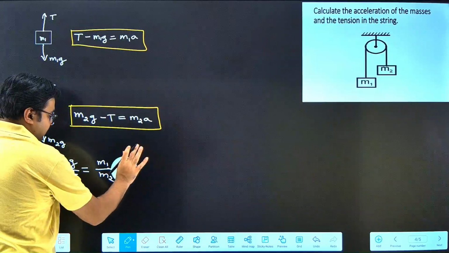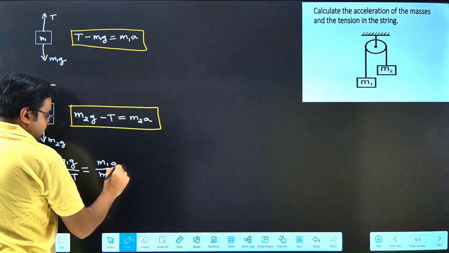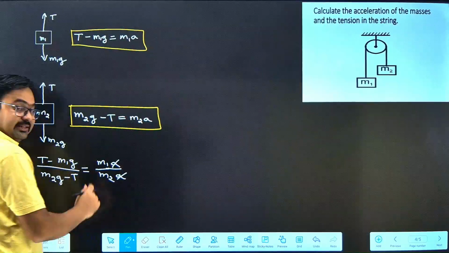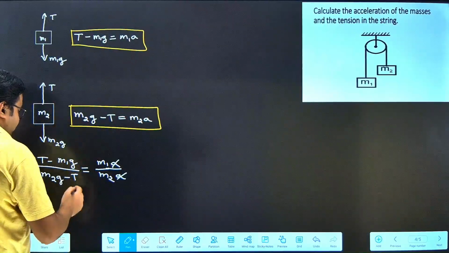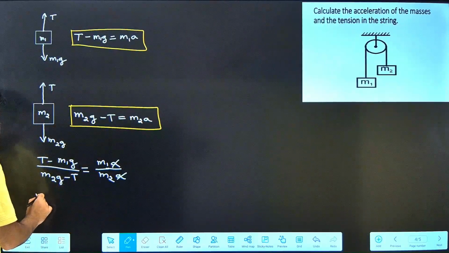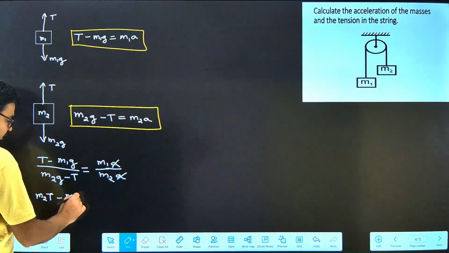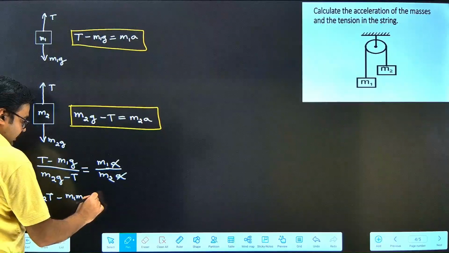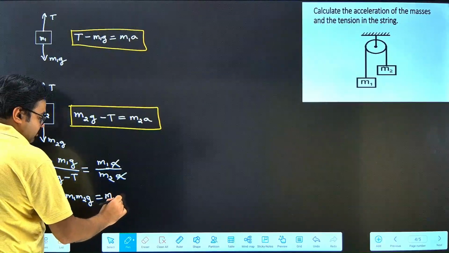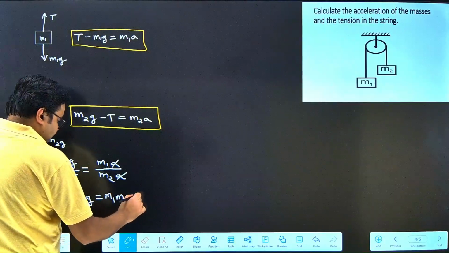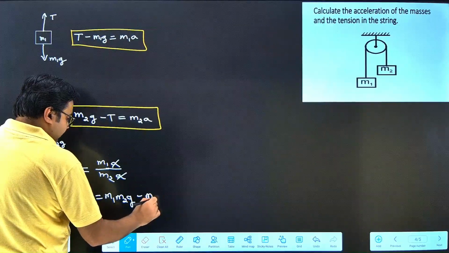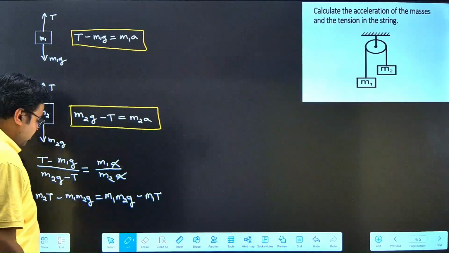You want me to write that? No problem. So there is A and there is A, and then it gets cancelled. Very simple. Now let's cross multiply. If you cross multiply, you have m2 multiplied by T minus m1 m2 g equal to m1 m2 g minus m1 T. That is what you're going to have.